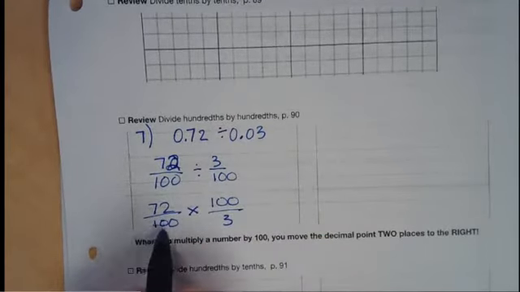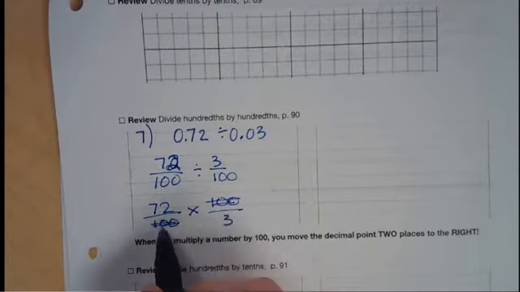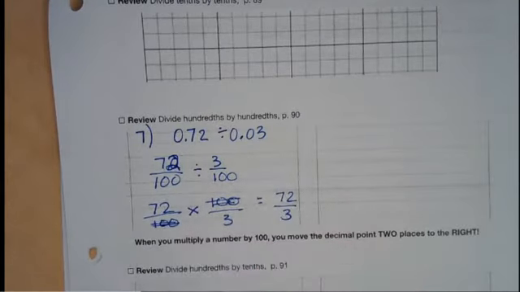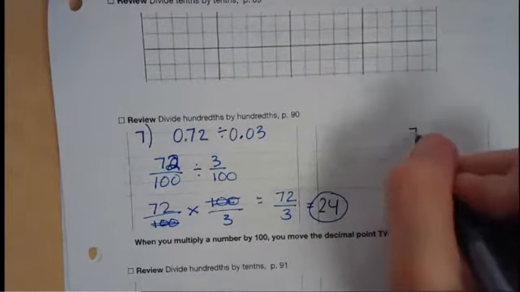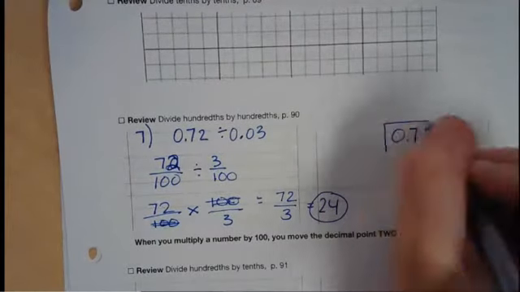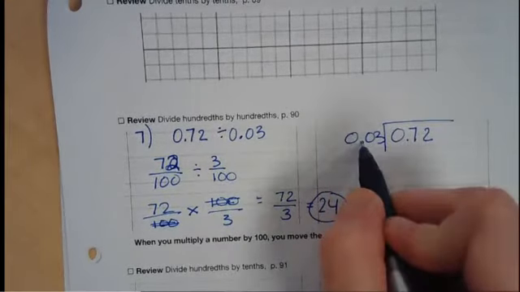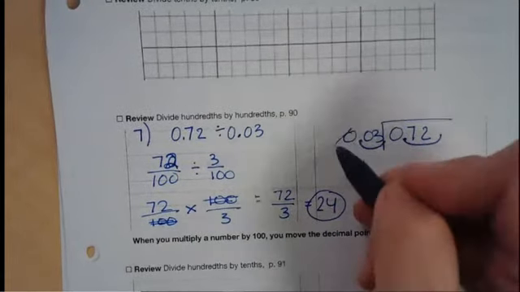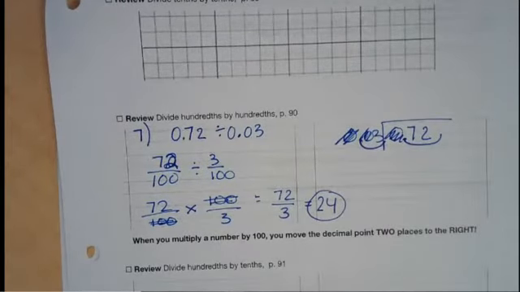This one's super simple to cross simplify. Just remember to simplify within this. One has to be the numerator, one has to be the denominator. So I end up with 72 over 3, which is the same as 72 divided by 3, which is 24. Or if I did this with long division, my goal is just to get rid of the decimal in the divisor. So I just need to multiply by 100. So I end up with 72 divided by 3.